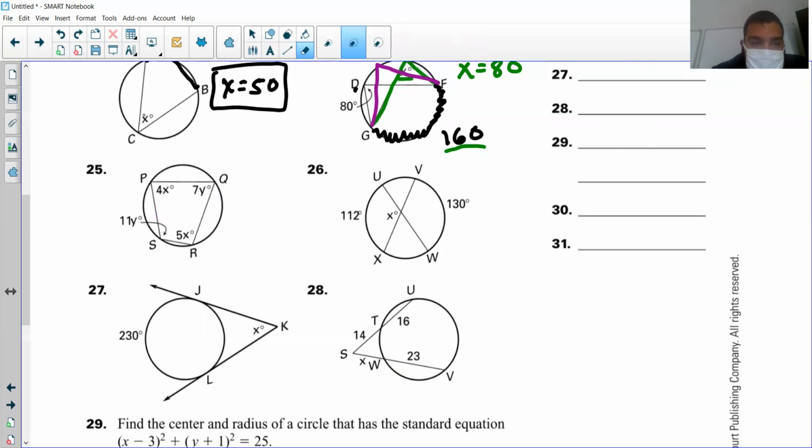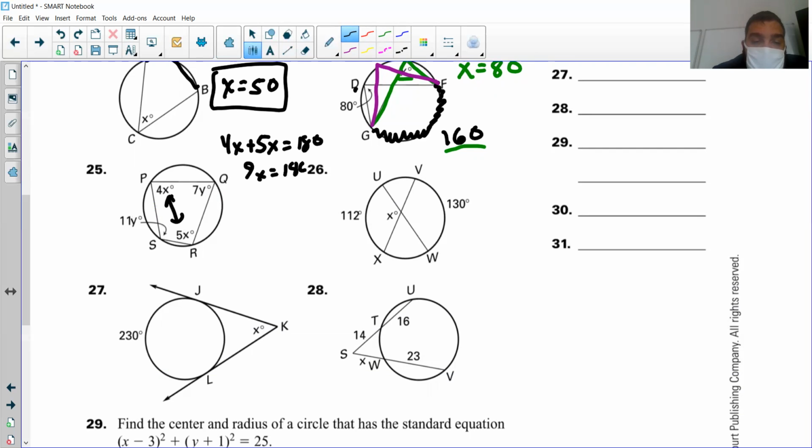But if you look carefully, just like this question, these are angles at the edge of the circle. So what does that mean for your quadrilateral? Your quadrilateral's opposite angles are supplementary. Write that down if you don't have it. Opposite angles are supplementary for quadrilaterals in a circle, or inscribed in a circle. Since they're supplementary, that means they add up to 180. So 4x plus 5x equals 180. 9x equals 180. X equals 20, so that's 20.